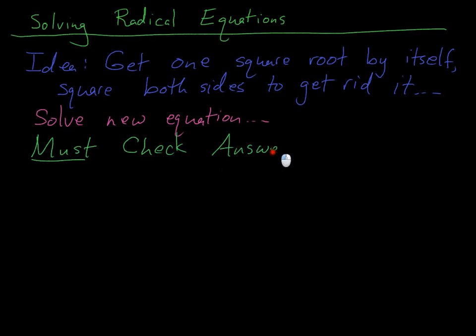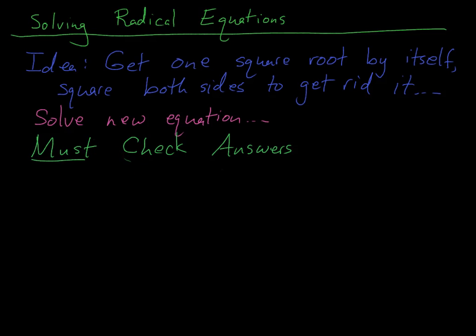There's two reasons you got to do this, and one is the usual domain issue. If you plug your answers back in, you don't want to have the square root of a negative, because you're not supposed to take square roots of negatives until we get to complex numbers here in a little while.